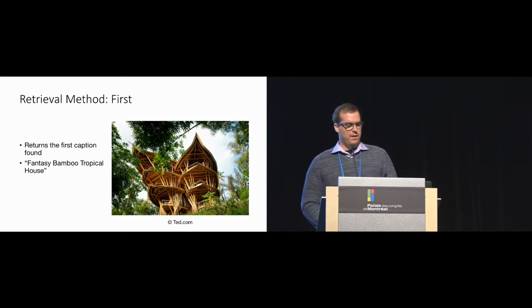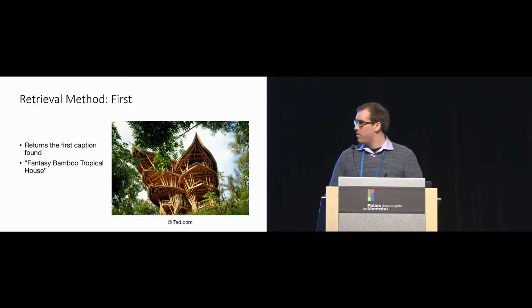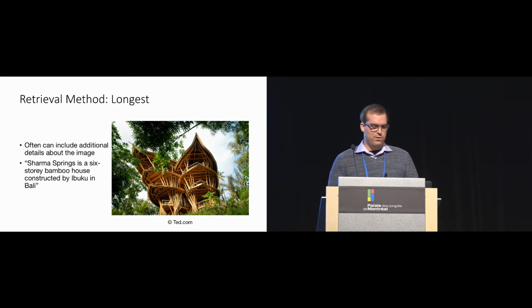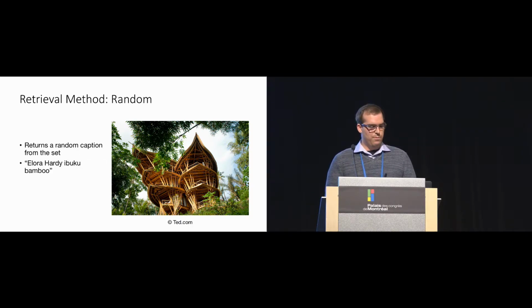In the first retrieval method, for an image such as this, where we see an oblique angle looking upwards at a 6-story bamboo structure with foliage around it, the caption produces "fantasy bamboo tropical house." The longest caption, which often includes additional details about the image, would produce the caption "Sharma Springs is a 6-story bamboo house constructed by the Ibuku in Bali," while the random caption would produce "Laura Hardy Ibuku bamboo."